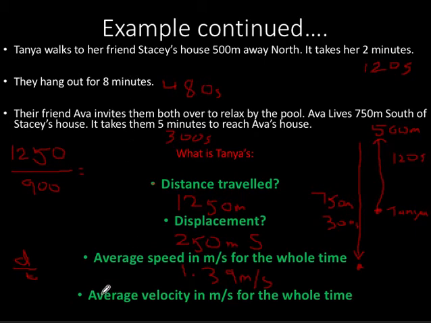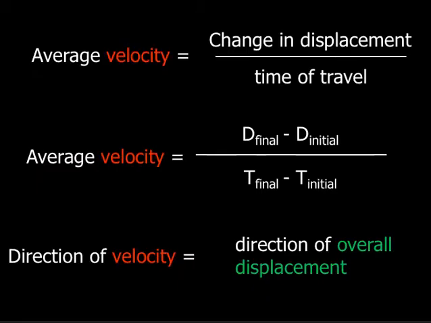Final question. Average velocity in meters per second for the whole time once again. So pause the video here, go back to the formula and see if you can calculate the average velocity in meters per second for the whole time. Okay, assuming you've paused the video, let's have a look at the formula here. So my average velocity equals my final displacement take away my initial displacement divided by my final time take away my initial time.